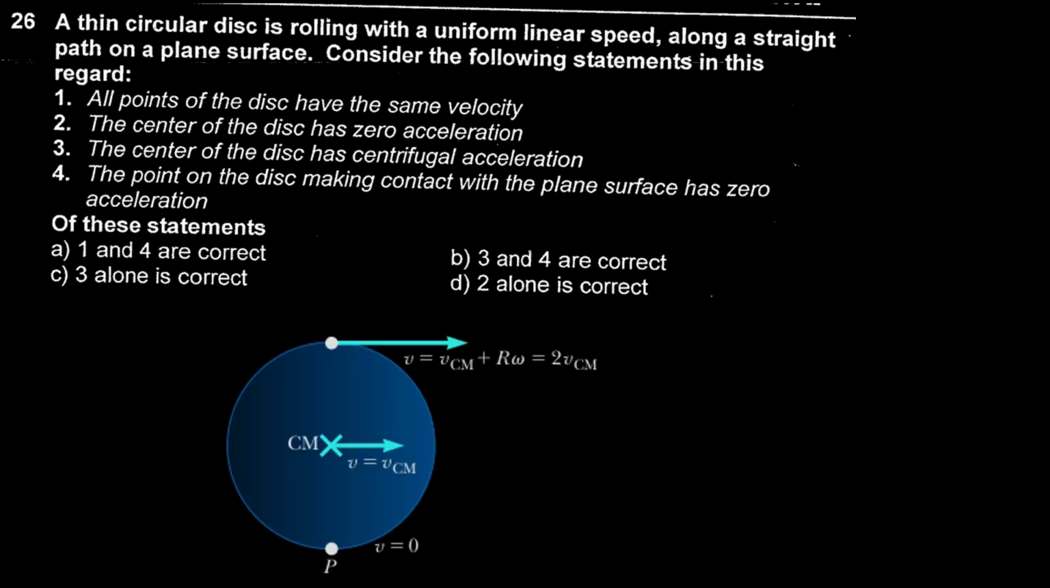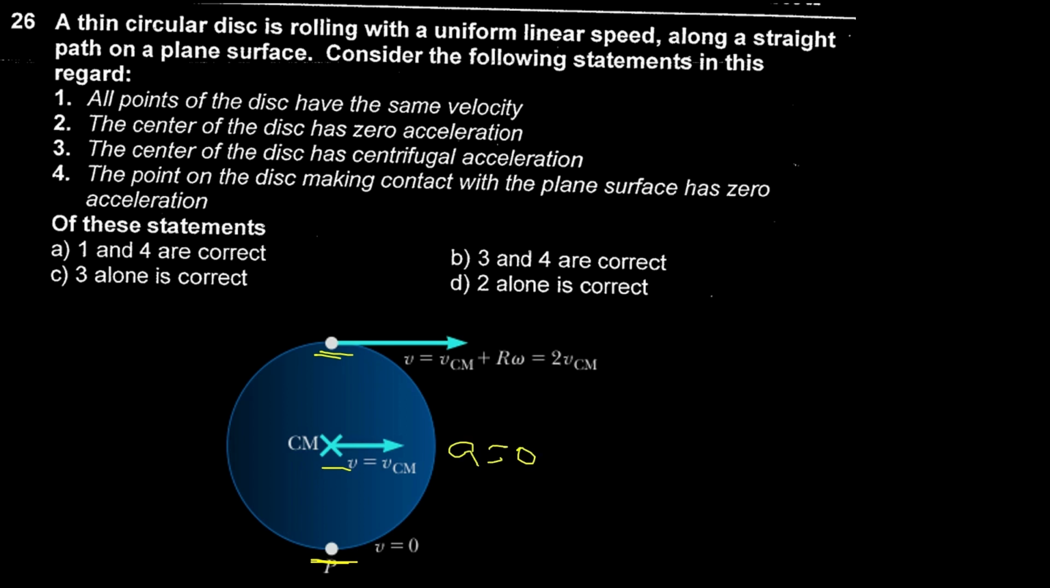For a rolling disk shown in the figure, velocity varies with the position. It is maximum at the top of the disk and minimum at the bottom of the disk. So velocity is not the same at all points of the disk. And when it comes to the acceleration, the center of mass moves with a uniform linear speed. So acceleration is 0 at this point.